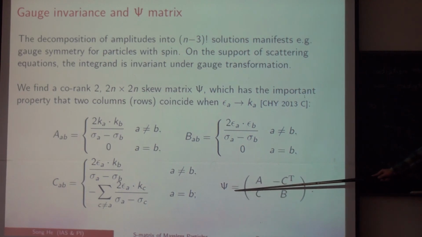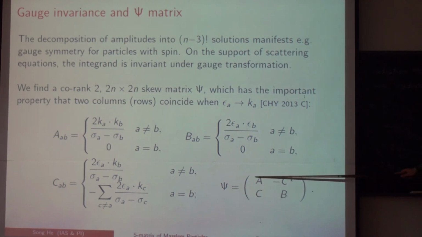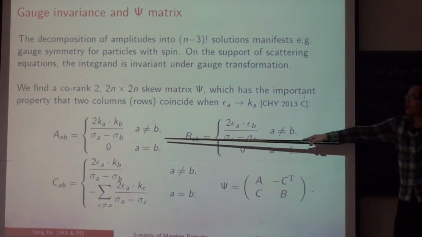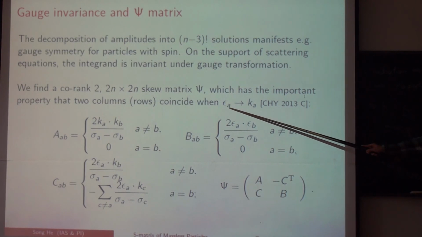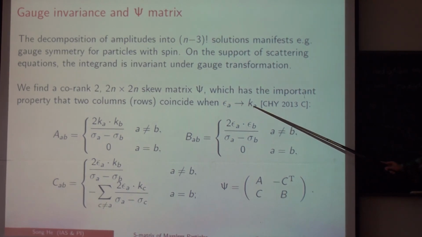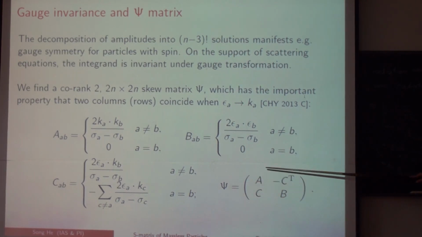So what is it? We want such an antisymmetric matrix that's built with these blocks, such that it's very easy to see that if you replace polarization by its momentum, this matrix will have two columns and rows coincide with each other.